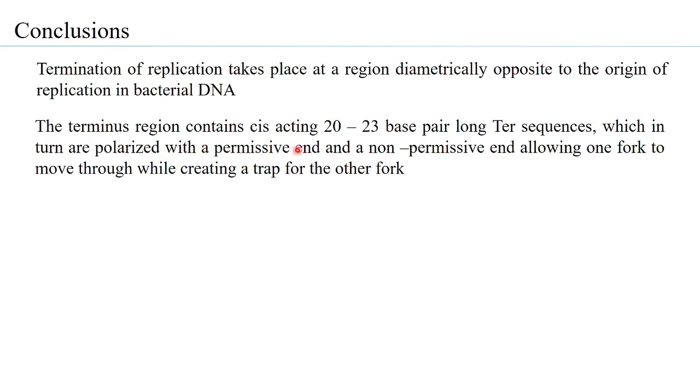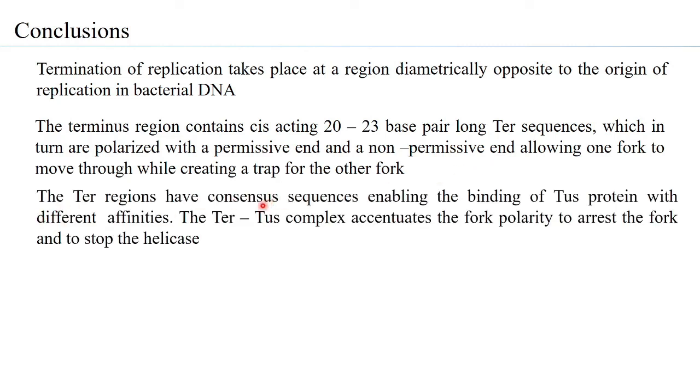The permissive end allows the replication fork to move through, whereas the non-permissive end does not allow a replication fork to move through. So it is at the non-permissive end that the fork is trapped. The TER regions have consensus sequences, and because they have consensus sequences, all the TER regions can be bound by TUS. The Ter-Tus complex together is accentuating the fork polarity to arrest the fork and to stop the helicase.